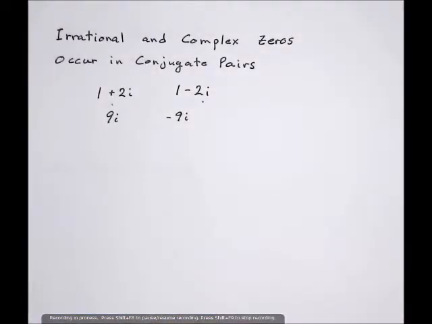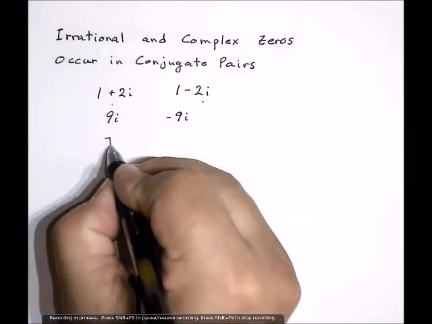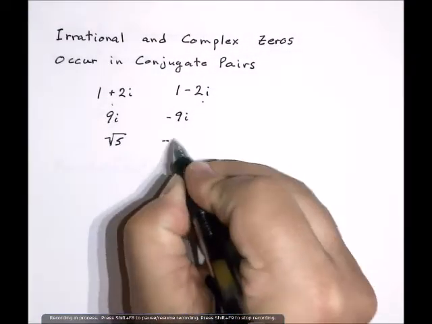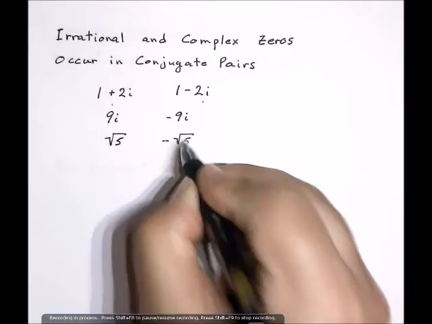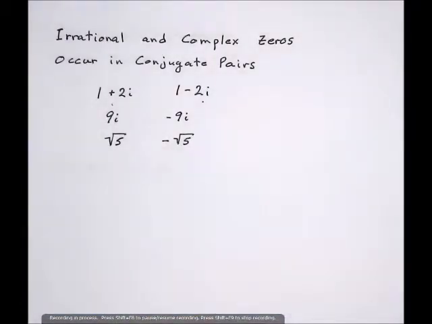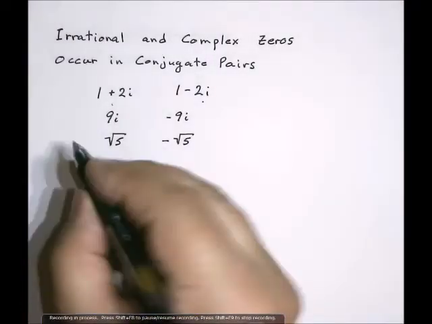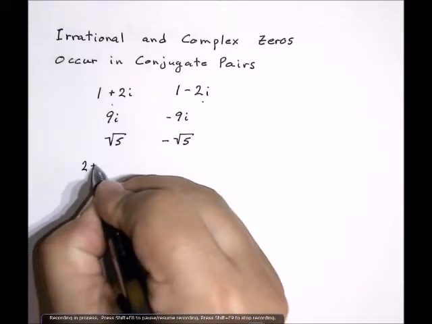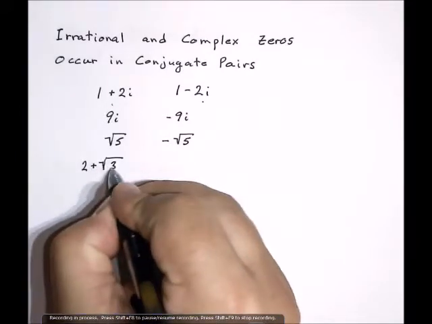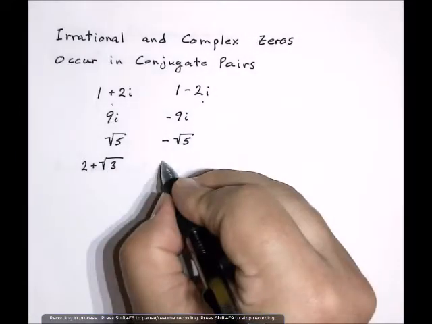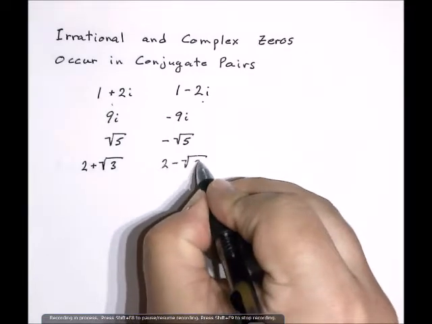So if I have a factor of 9i, I automatically know I have another factor of -9i. And it works the same for radicals. If I know I have a factor of radical 5, I know I have a factor of negative radical 5. If I know I have a factor of 2 plus radical 3, I know 2 minus radical 3 is also a factor.